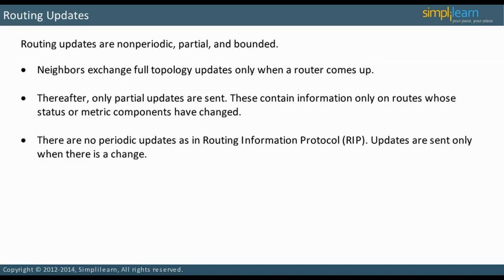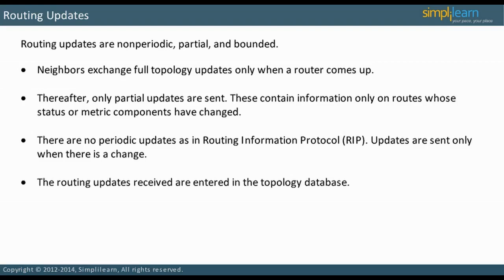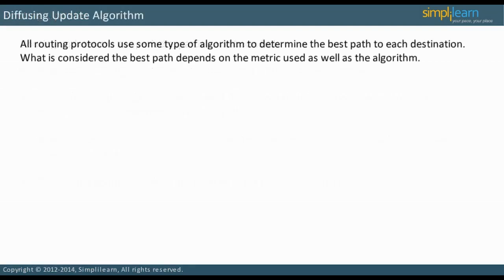Updates are sent only when there is a change, while in RIP routing, information is exchanged every 30 seconds whether any change has occurred or not. In EIGRP, updates are sent only when there is a topology change. The routing updates received are entered in the topology database. Let us look into the Diffusing Update Algorithm in the next slide.